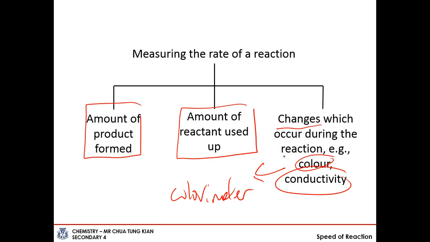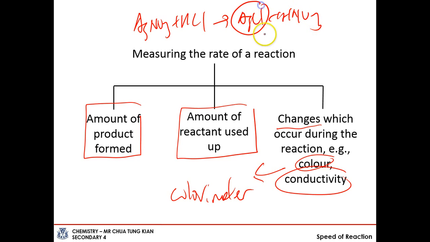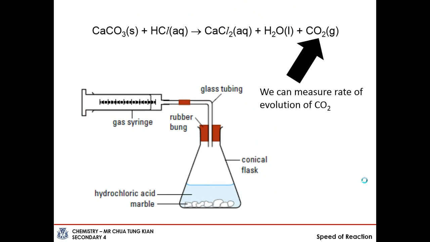Conductivity wise, maybe at the end of the day we have a precipitation reaction going on. So let's say we have silver nitrate plus HCl, we get AgCl plus HNO3. We know that AgCl is a solid. So initially we have 1, 2, 3, 4 ions. At the end of the day we have 1, 2 ions. So conductivity will decrease. So we can measure the change in conductivity against time, and we will be able to determine the rate of the reaction.